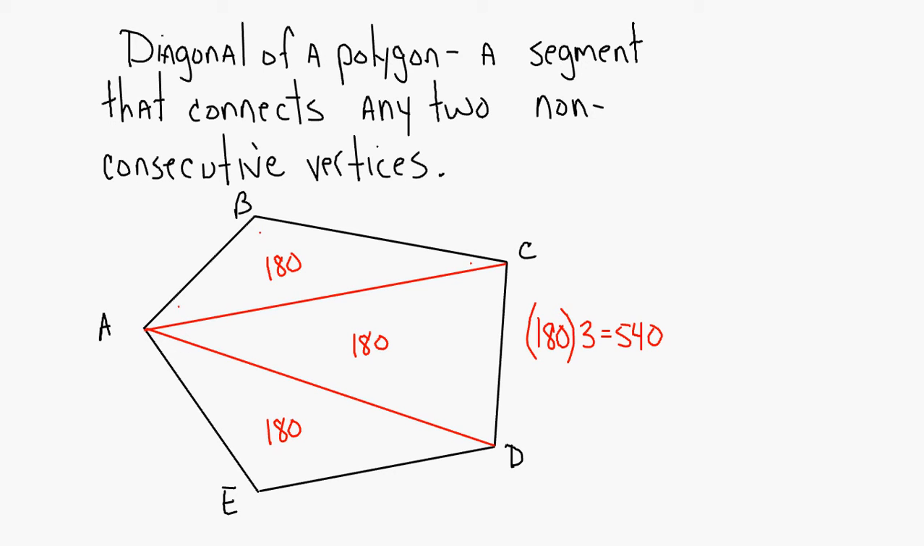Say we came out of side B and connected non-consecutive. You're still going to get 3 triangles, right? Because when you're connecting non-consecutive, you're not going to be able to connect to the first vertex on either side of where you're starting. So that's why it's the number of sides minus 2.